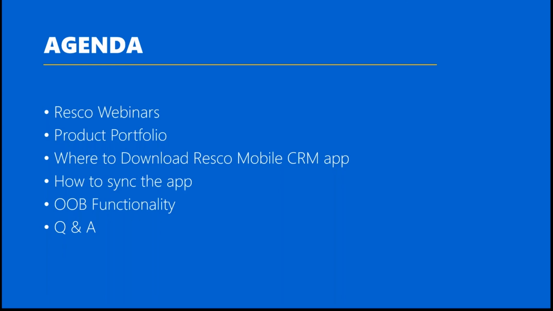So we'll look into how we can download the Resco Mobile CRM application, how we can make it work, what's available in the out-of-the-box version, how we can sync the application with your Dynamics 365 organization. And then if we have more time, we can look into some additional features and functionality of the app as well, and room for your questions. So if that sounds good, and these might be the reasons why you're here, let's start right away.